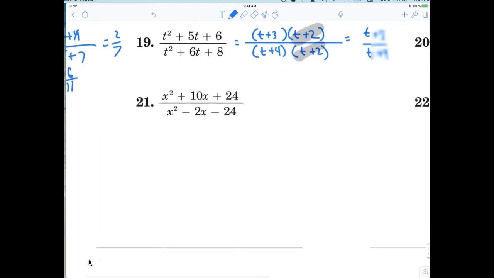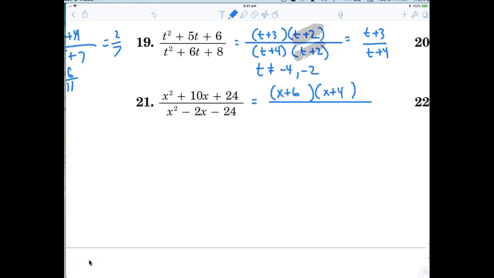All right, so let's take a look at 21, factoring. Please, someone who's not talking, tell me how to factor the numerator. Good. X plus 6, X plus 4.